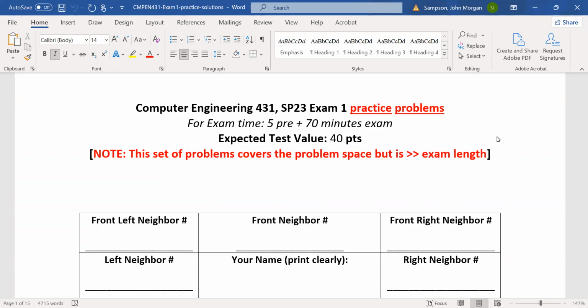I will instead highlight the things that I think are most important. And the solutions to this will all go out on Friday after your recitation. So you will have access to the full set of solutions.